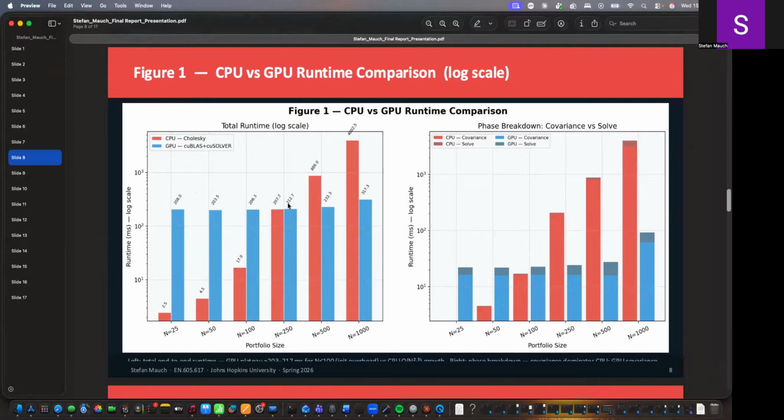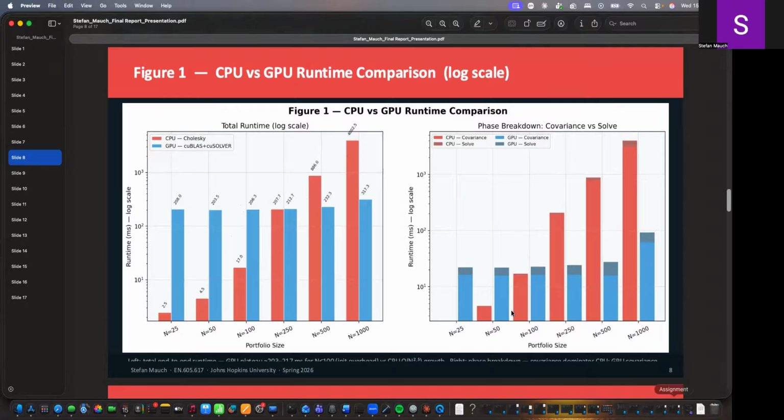What we can see is we have basically a break even between CPU and GPU with a number of assets of 250. So before the CPU is faster, after that the GPU is faster, so the runtime explodes for CPU Cholesky. So yeah, but I provide the numbers on the next slides.